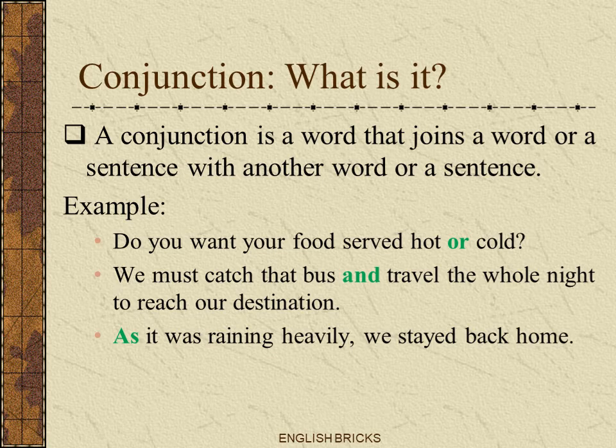Now if you look at the third sentence, as it was raining heavily, we stayed back home. Now for the sentence to be meaningful, if I simply say as it was raining heavily, it is an incomplete sentence. And I have added this sentence, we stayed back home. So that word as functions as a conjunction here. But what types of conjunctions are there? We will look at them in greater detail later. So for now let us understand a conjunction is a word that joins a word or a sentence with another word or a sentence.